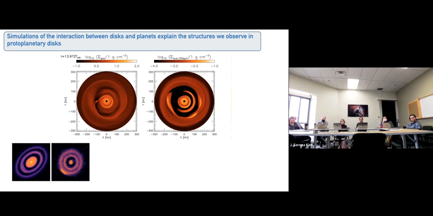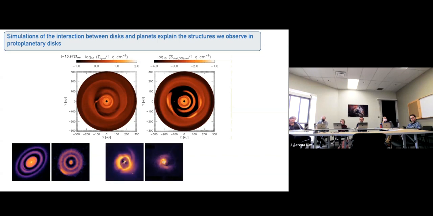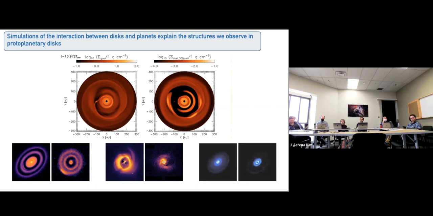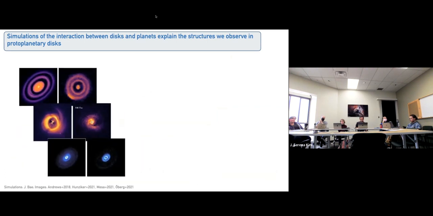This is, for example, some ALMA images of the dust continuum. These are scattered light images taken with SPHERE. And these are some gas data for other systems taken with ALMA. And again, we see rings, we see spirals, we see all these structures. And now the question is, where are the planets? Are there planets? Are these structures really caused by planets?